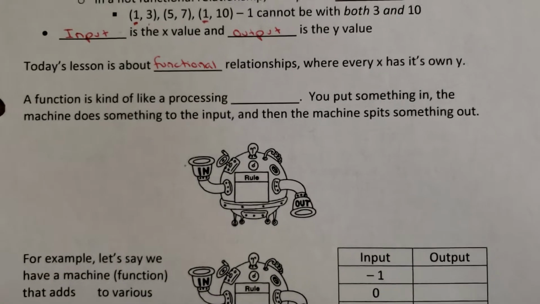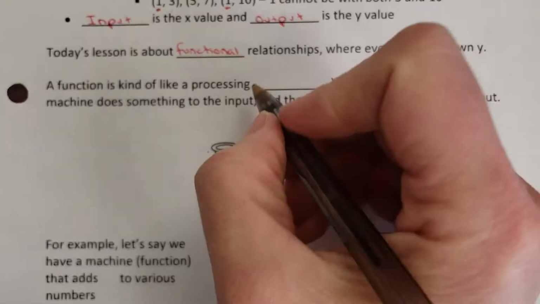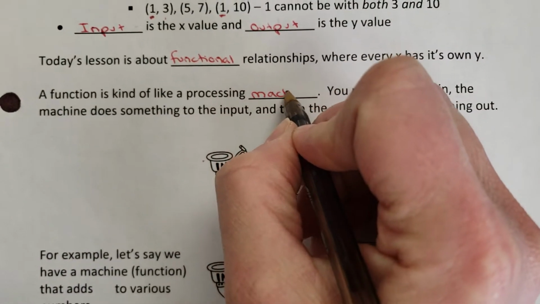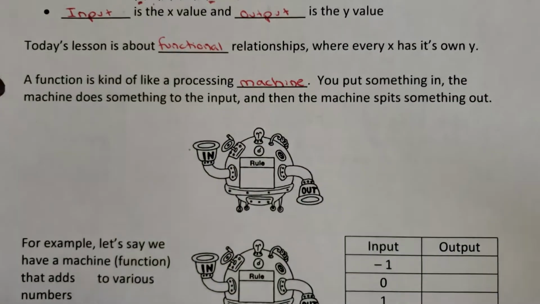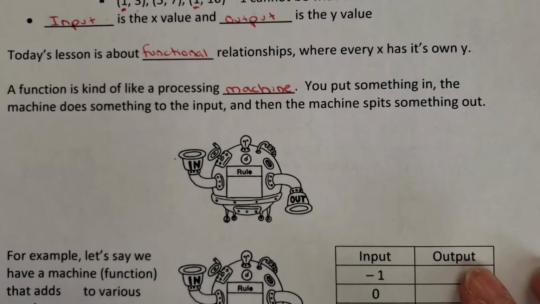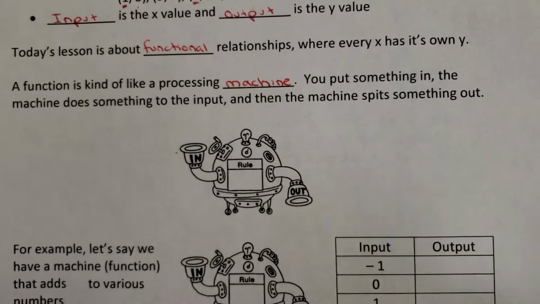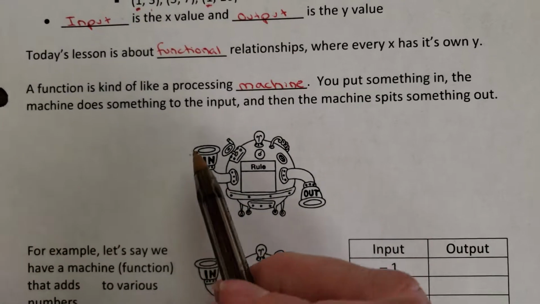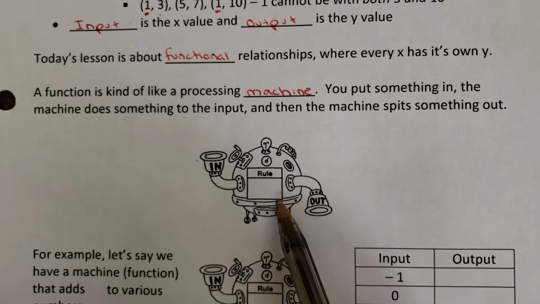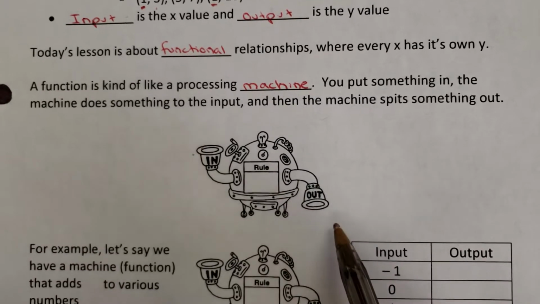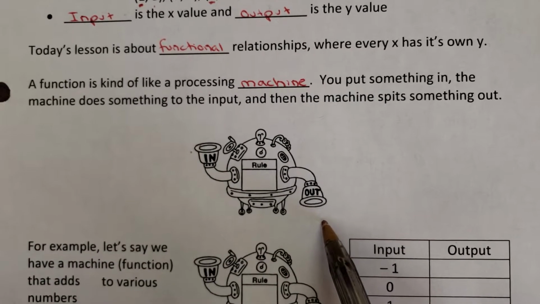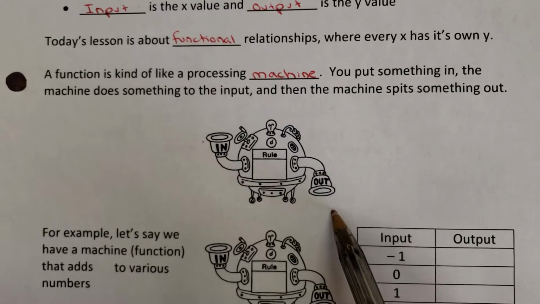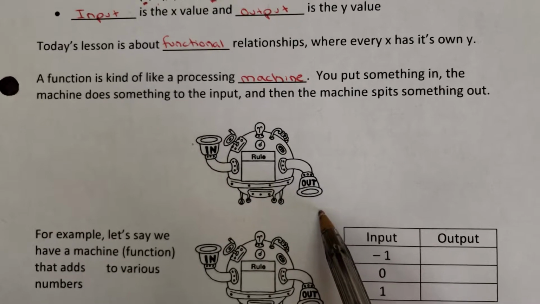So a function is kind of like a processing machine where you put something into a machine that has a particular job to do and it spits something out. So kind of like a wood chipper, right? You'd put a tree branch in here and it chips all the wood up and spits out wood chips here.